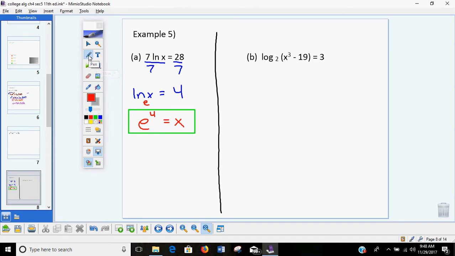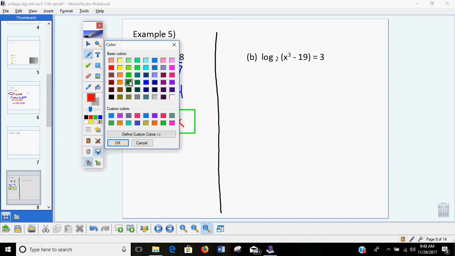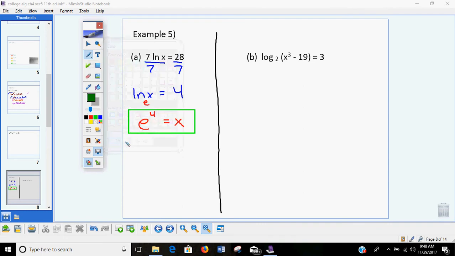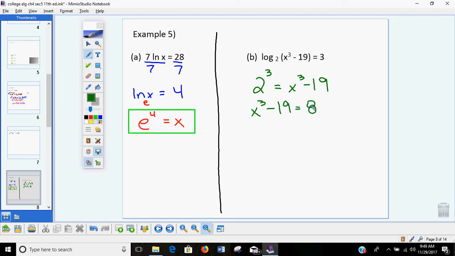On the other side, we already have it as simple as we can get it so far. So we want to go ahead on part B and change it to exponential form. So this is going to be 2 to the 3rd equals x cubed minus 19. Now, we know 2 to the 3rd is 8. And I'm going to turn this around and make it x cubed minus 19 equals 8.